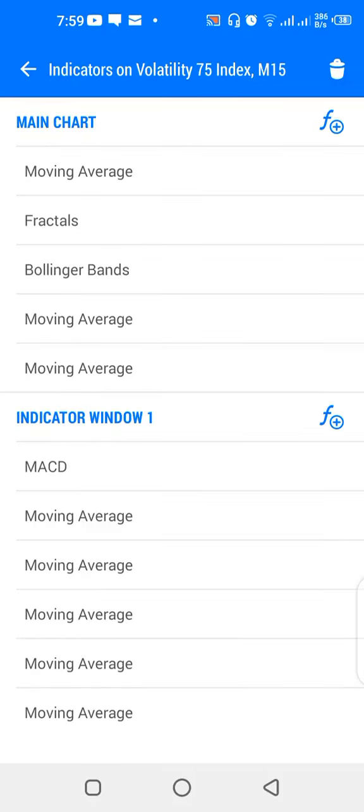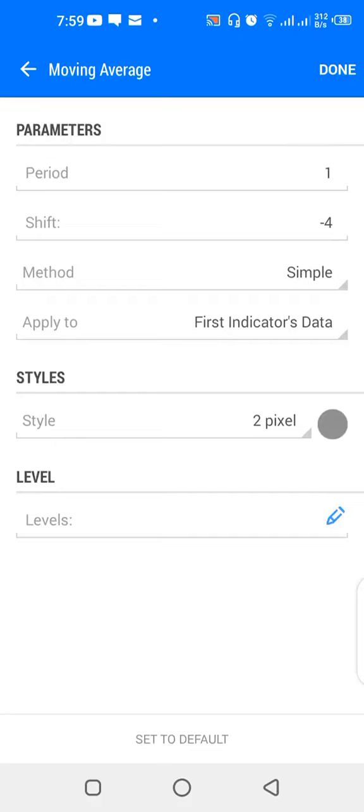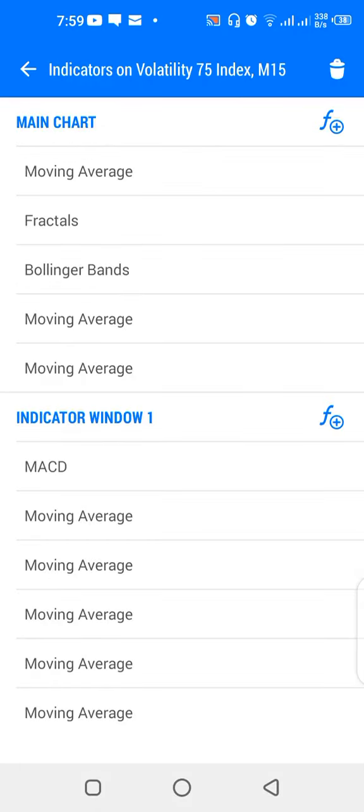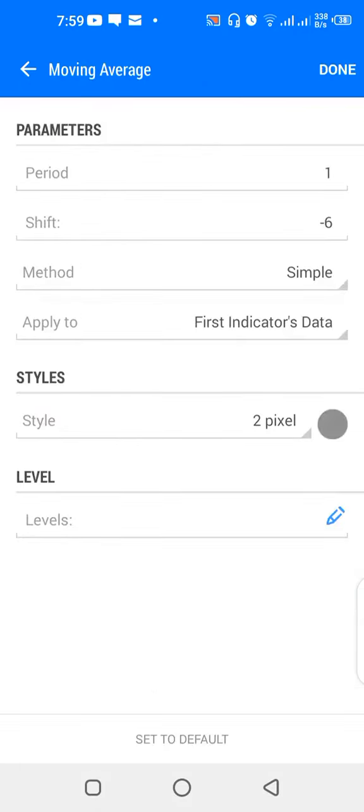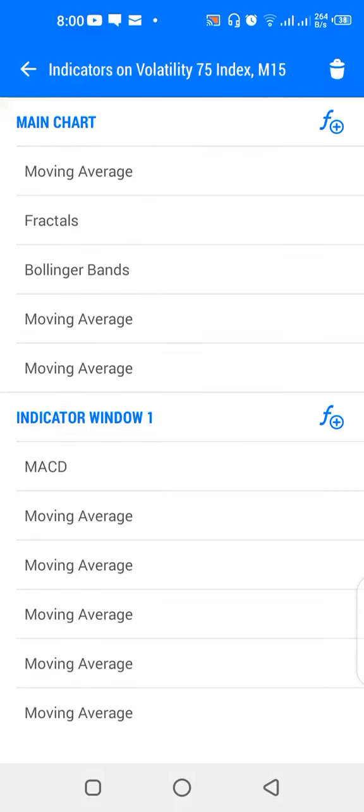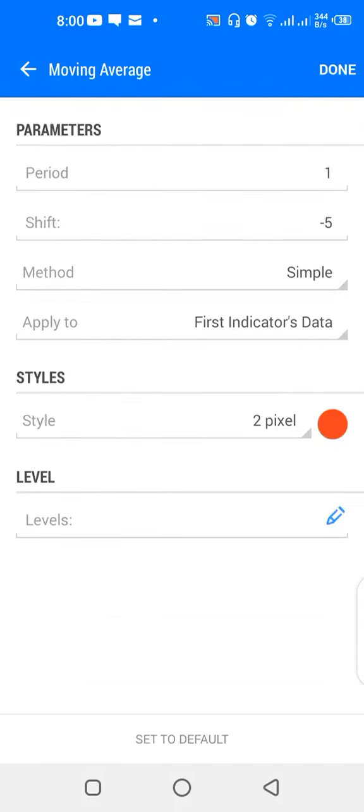The color is blue. We also have another moving average, period 1, shift -4, method simple, apply to first indicator's data. Color is gray. Another moving average, period 1, shift -6, method simple, apply to first indicator's data. Color is gray. Another moving average, period 1, shift -5, method simple, apply to first indicator's data. Color is red.